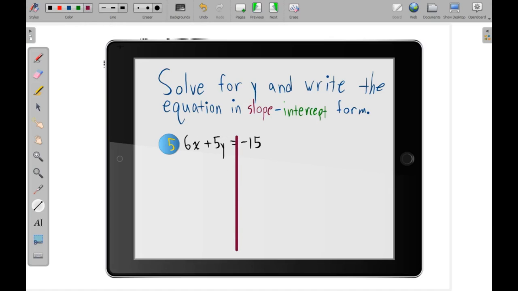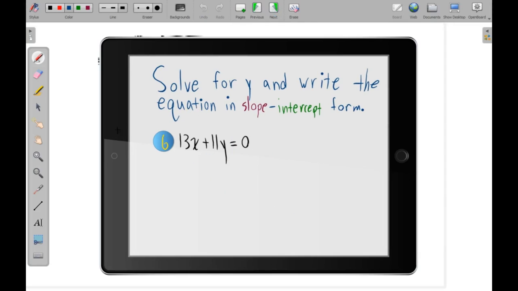All right, so I drew my line. We want only y on the left, no x's. So our 6x is positive. We're going to subtract it from both sides because the opposite of addition is subtraction. We have 5y on the left is equal to negative 6x minus 15. Now we have to divide every term by 5 because our 5 is being multiplied to our y, and the opposite of multiplication is division. So that leaves us with negative 6 over 5 x minus 3 because negative 15 divided by 5 is negative 3.